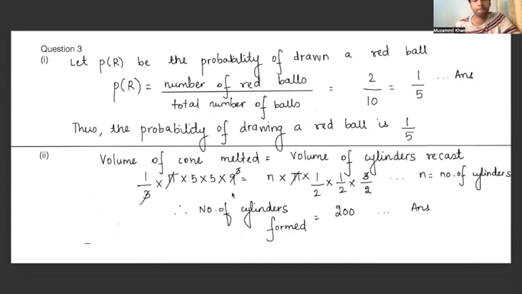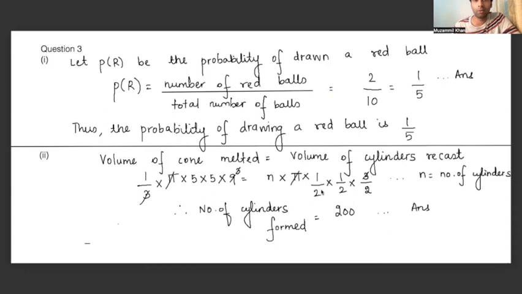Next was a question which involved melting and recasting. A cone had to be melted into multiple cylinders. So the formula is volume of the cone is equal to n into the volume of a cylinder, where n is the number of cylinders formed. I've written down the formulae for both: 1/3 of pi r square h on the left hand side and pi r square h on the right hand side. Correct substitution had to be done.